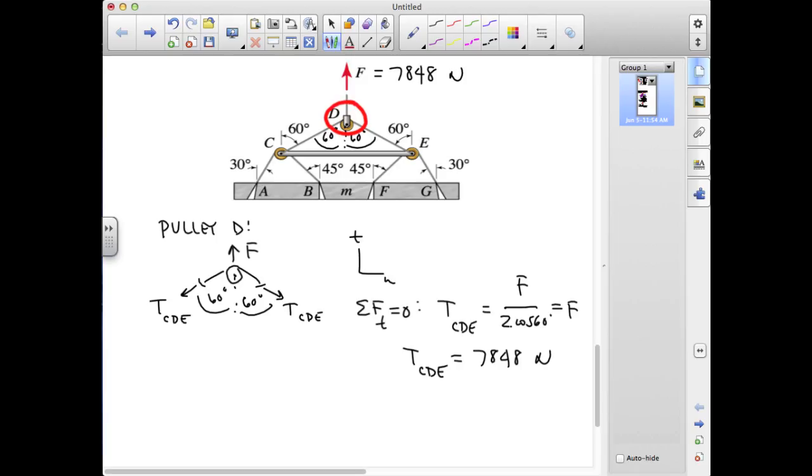Now, before we proceed, we might just notice that this particular configuration has resulted in a substantially larger tension in cable CDE than was present in the previous problem, and so maybe this isn't that great an idea, but nonetheless we'll proceed and take a look at what the tension is in cable ACB.